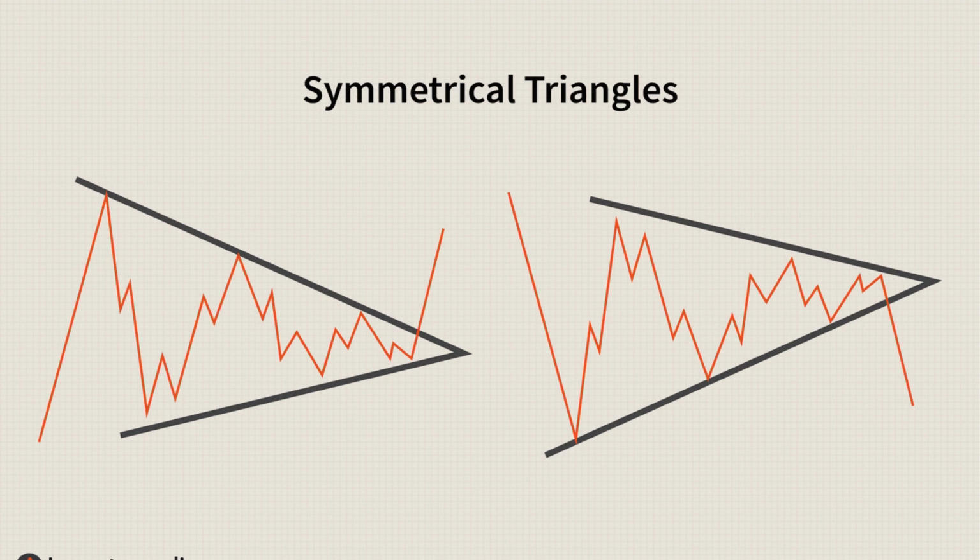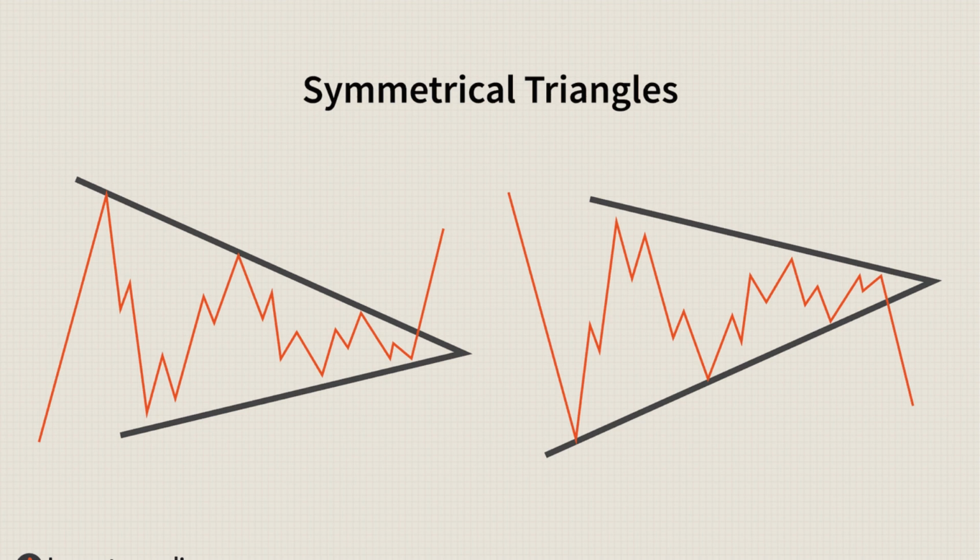It represents a balance between bullish and bearish forces, with neither side dominating. As the price approaches the apex of the triangle, the range between the two trend lines becomes narrower, signaling a potential breakout in the near future. Traders often watch symmetrical triangles for potential trading opportunities.